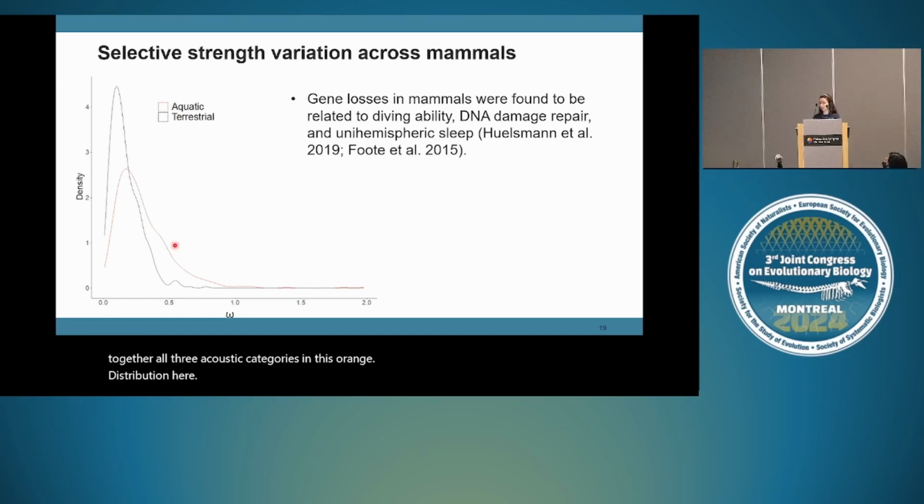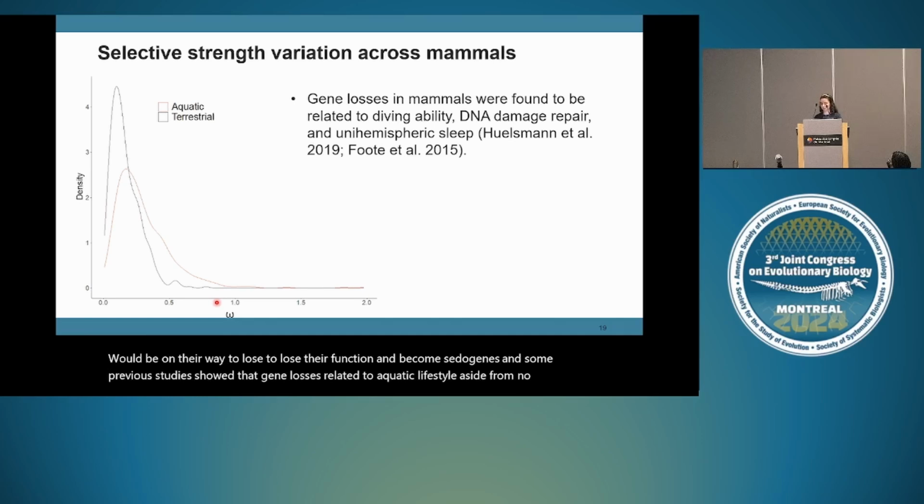We see some values of omega very close to one in aquatic lineages. And this could potentially indicate that at least a few genes would be on their way to lose their function and become pseudogenes. And some previous studies showed that gene loss is related to aquatic lifestyle, aside from olfactory receptors or sensory-related genes.